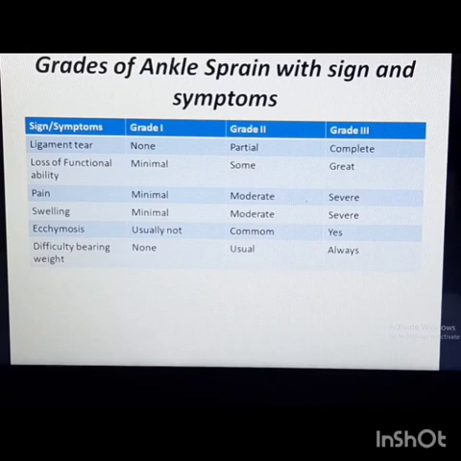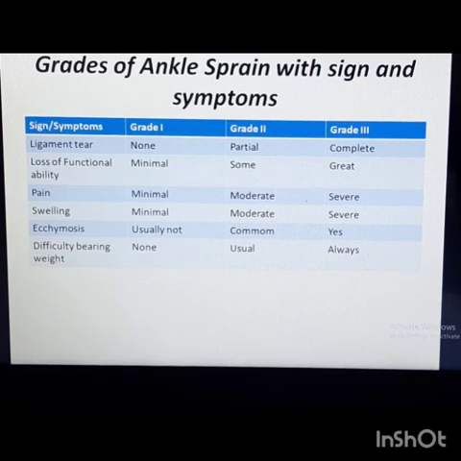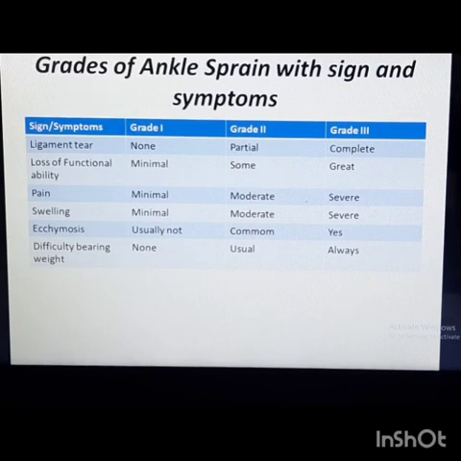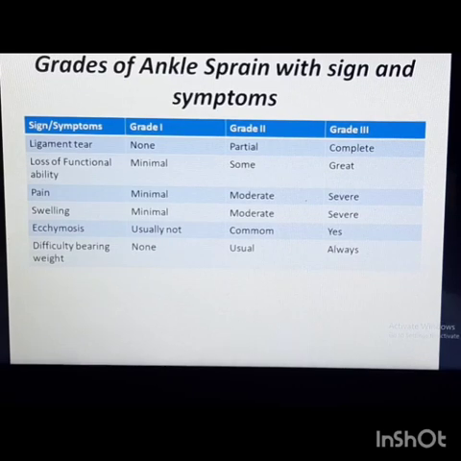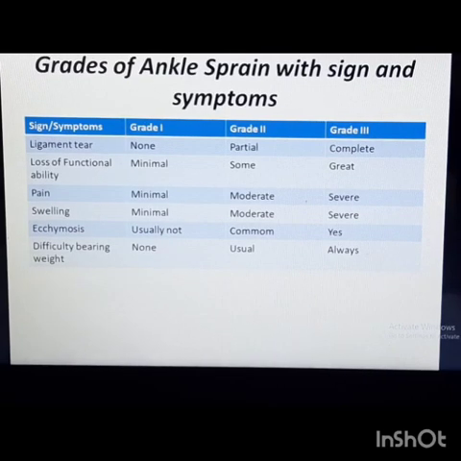Ligament tear in grade 1 is none, and if it is there, it's a couple of fibers that get torn, but severity is not so much. Grade 2 is a partial tear, and grade 3 is a complete tear which needs surgical intervention. Loss of functional ability is minimal in grade 1 and greatest in grade 3.